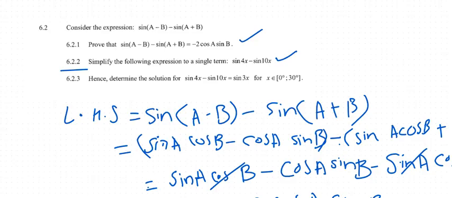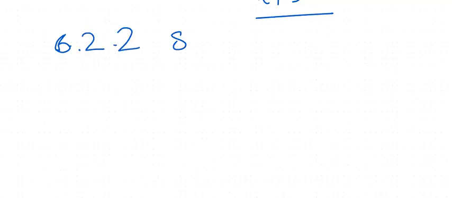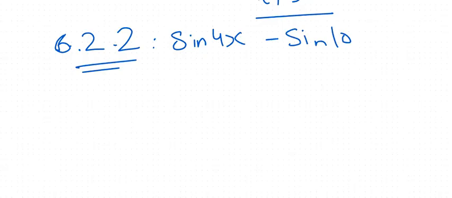We have 6.2.2. Okay, what do we have? Sine 4x minus sine 10x. Okay, so we must use the identity we just proved, like 6.2.1. Compare the formula sine(a − b) minus sine(a + b) to sine 4x minus sine 10x.